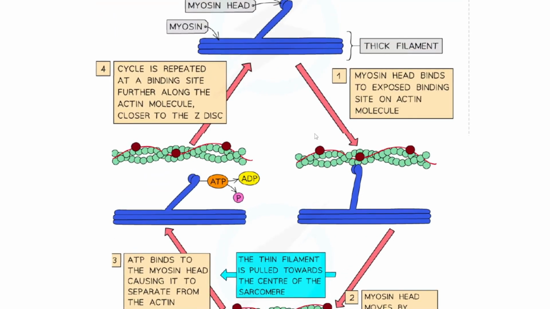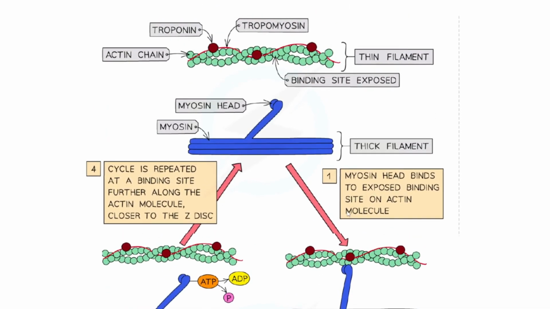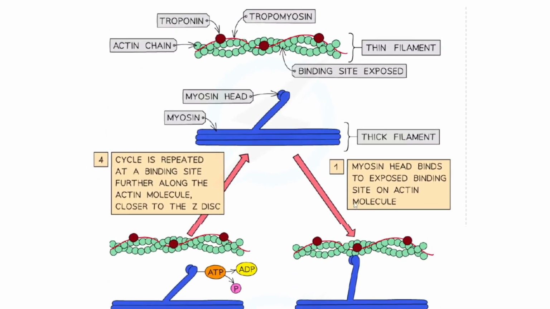So it attaches to another thin filament, causing more of the thin filament to contract and move towards the sarcomere, causing the whole thin filament to contract. So this was the process, and I hope you guys understood it. Let's go through it once more.